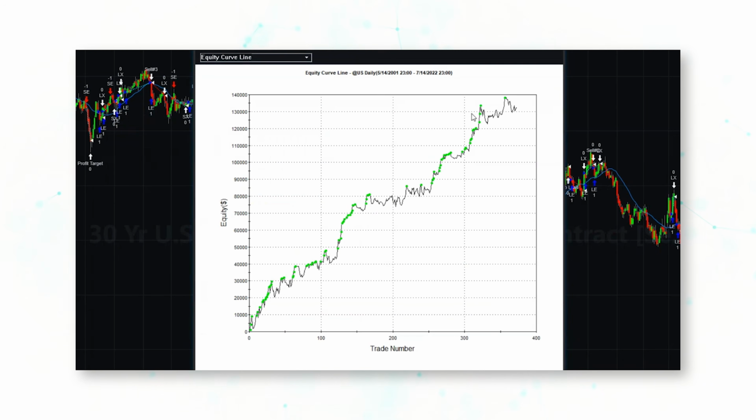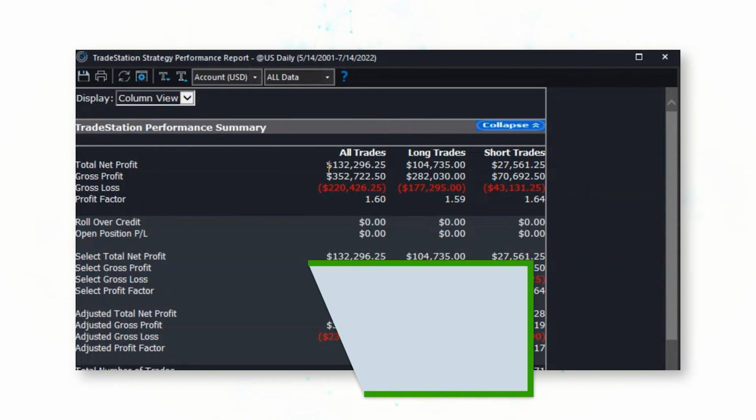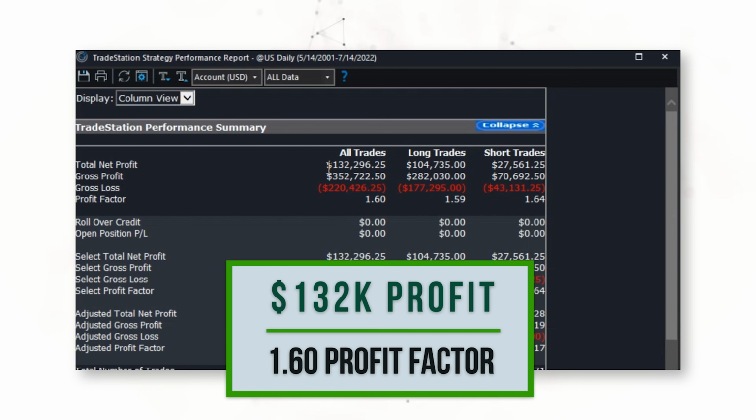So there it is. We've added our bull market regime filter if the close is above the average close of the last 20 sessions. So basically our bonds are in an uptrend. And as you can see, that has really improved the equity curve. We now have a nice upward sloping equity curve, net profit of $132,000 per contract traded since 2001, and a profit factor of 1.60.